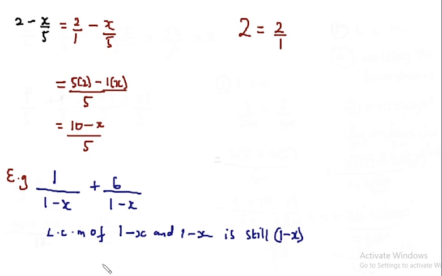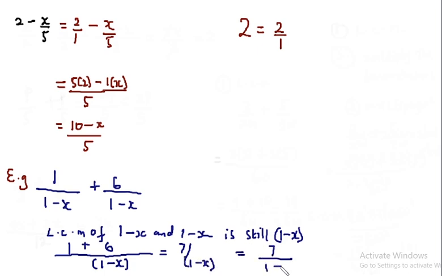So here we have 1 minus x, then 1 minus x divided by 1 minus x is 1. So 1 times this is 1. You bring the middle sign here. So this is plus 1 minus x divided by 1 minus x is 1 times 6. So this is 6. And we have 1 plus 6. This is 7 over 1 minus x. So the answer we have is 7 divided by 1 minus x.